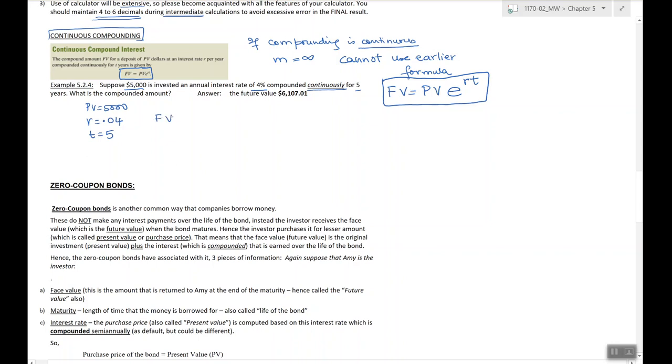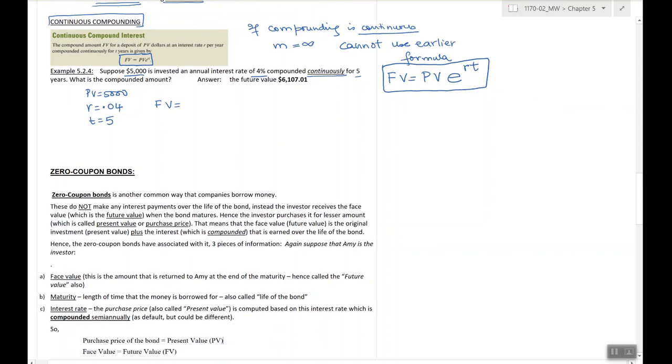So very simply, future value would be present value times e raised to the power RT. So that is 5,000 e raised to the power 0.04 times 5. And again, it's a simple matter of using the calculator. If you do it, you're going to get 6107.01. So 5,000 will become this amount in 5 years.